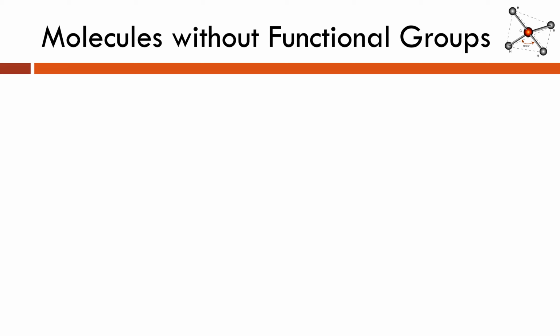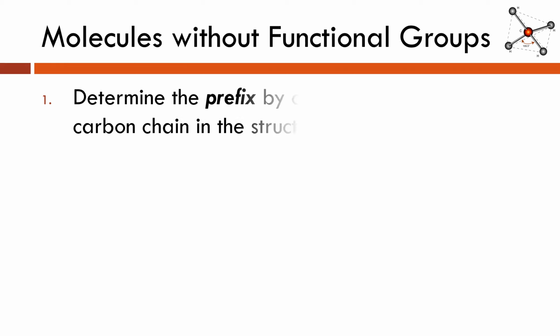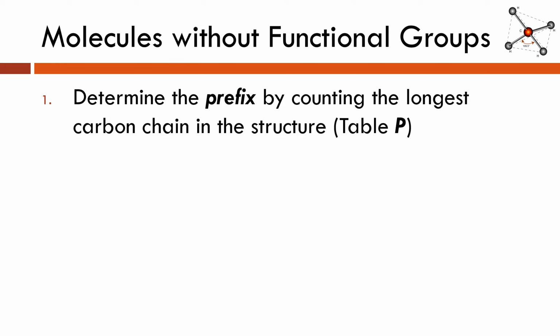All right, I want to talk a little bit about naming molecules without functional groups. So instead of seeing things like halogens, oxygens, nitrogens, how do we name hydrocarbons that are not just simply straight chain alkanes? Just like we did before, we want to determine the prefix, basically, eth, meth, prop, but, and so on and so forth, by counting the longest continuous carbon chain in the structure. Remember, you can check table P for prefixes.